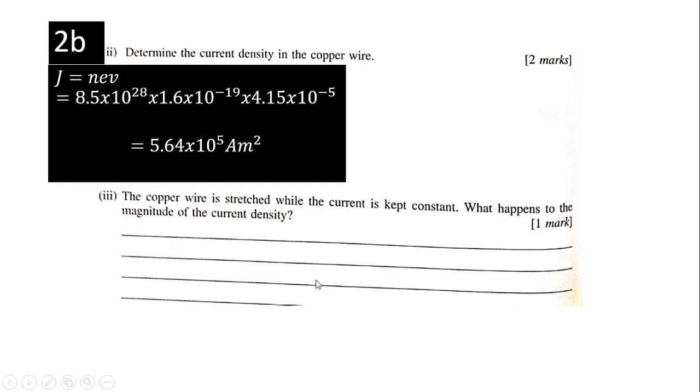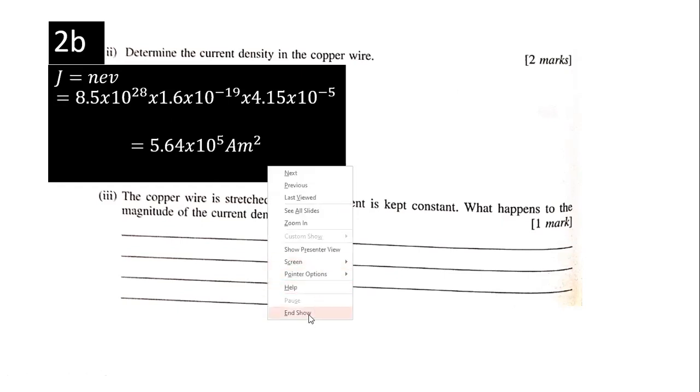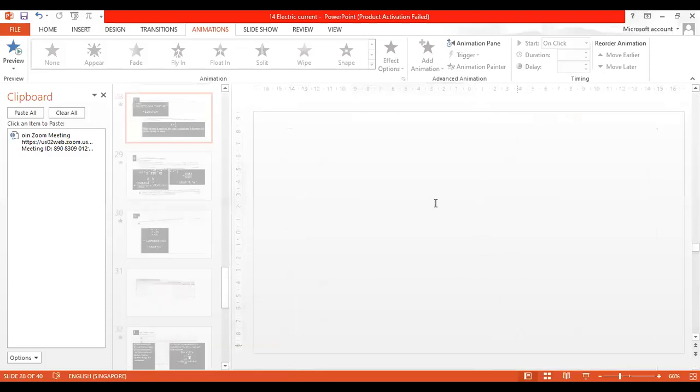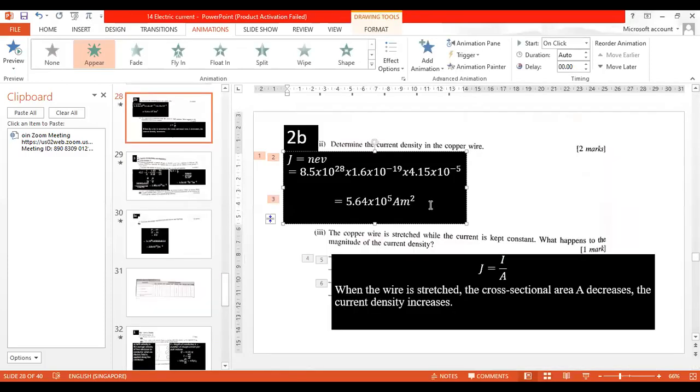Copper wire. Okay. So the other alternative is J equals I over A.